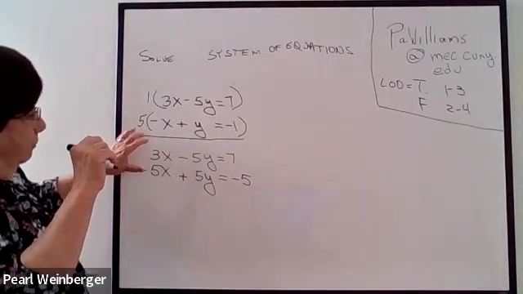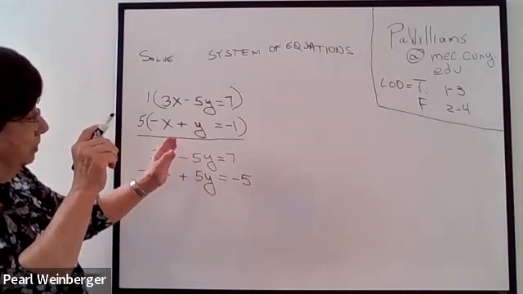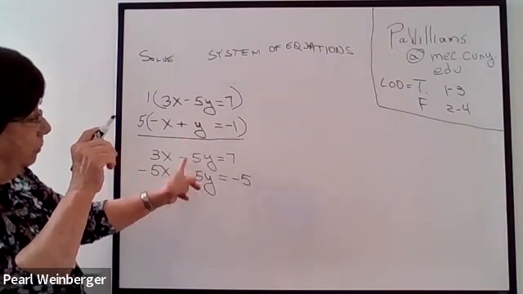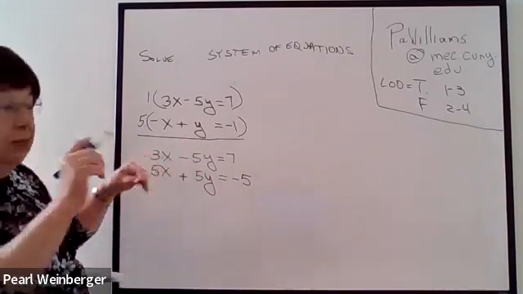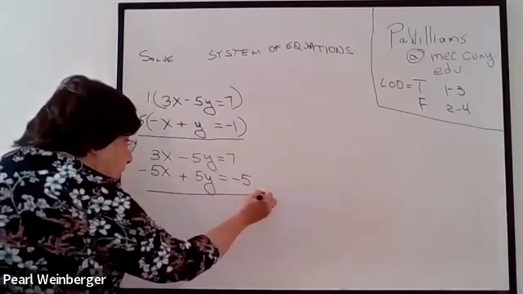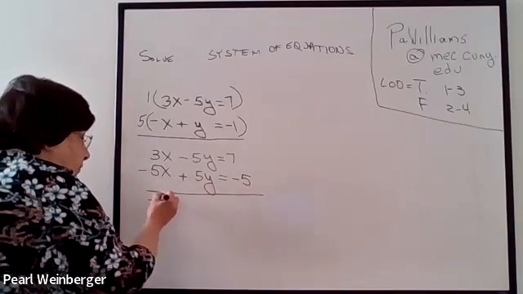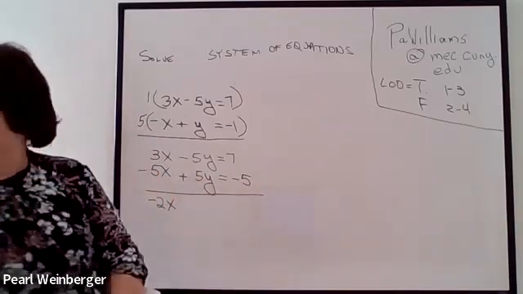Okay. If you notice, I've accomplished what I wanted to do, in that I'll be able to get rid of the y's because this is a negative 5y and this is a positive 5y, and when I add them, they'll cancel out. Let's do that. 3x plus negative 5x is negative 2x. Remember, be careful with your signs.